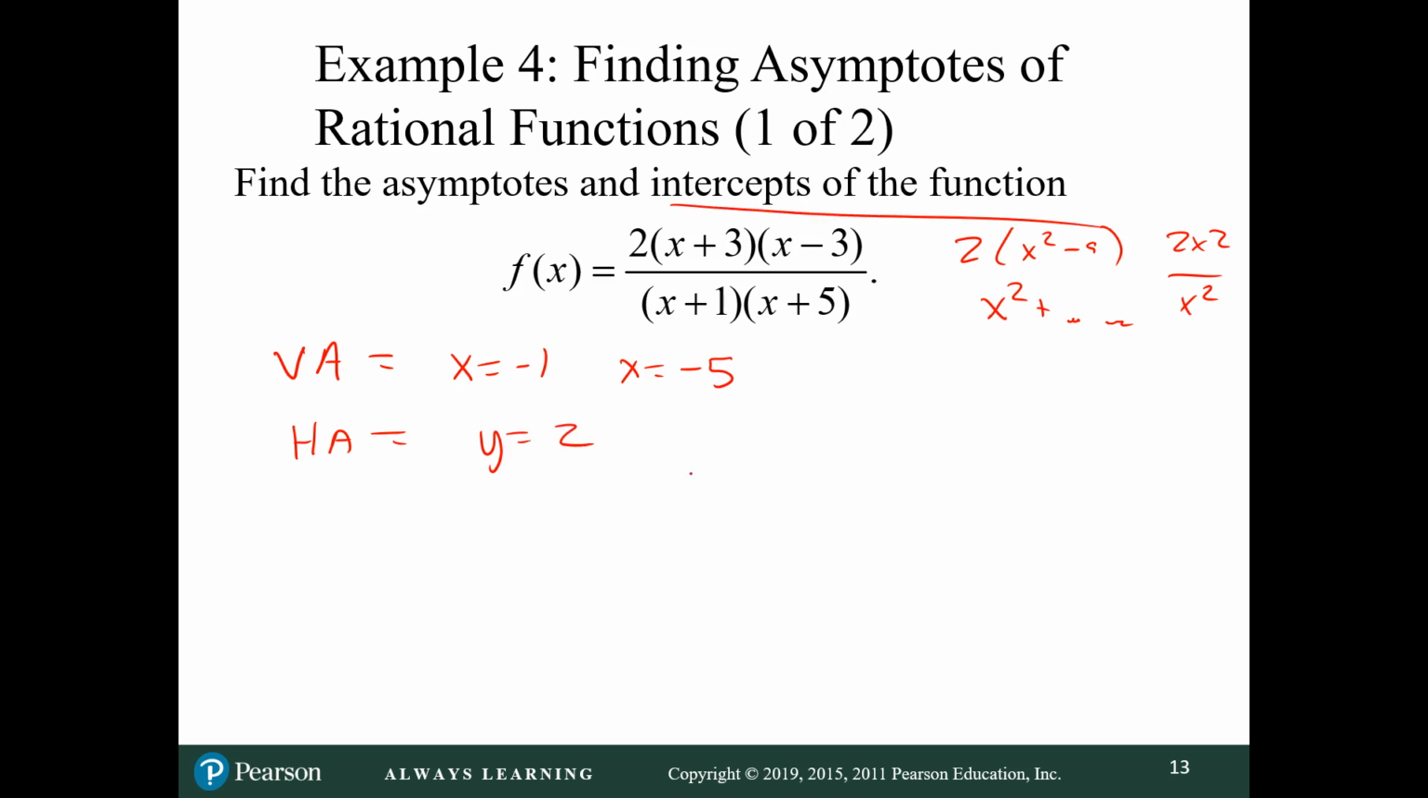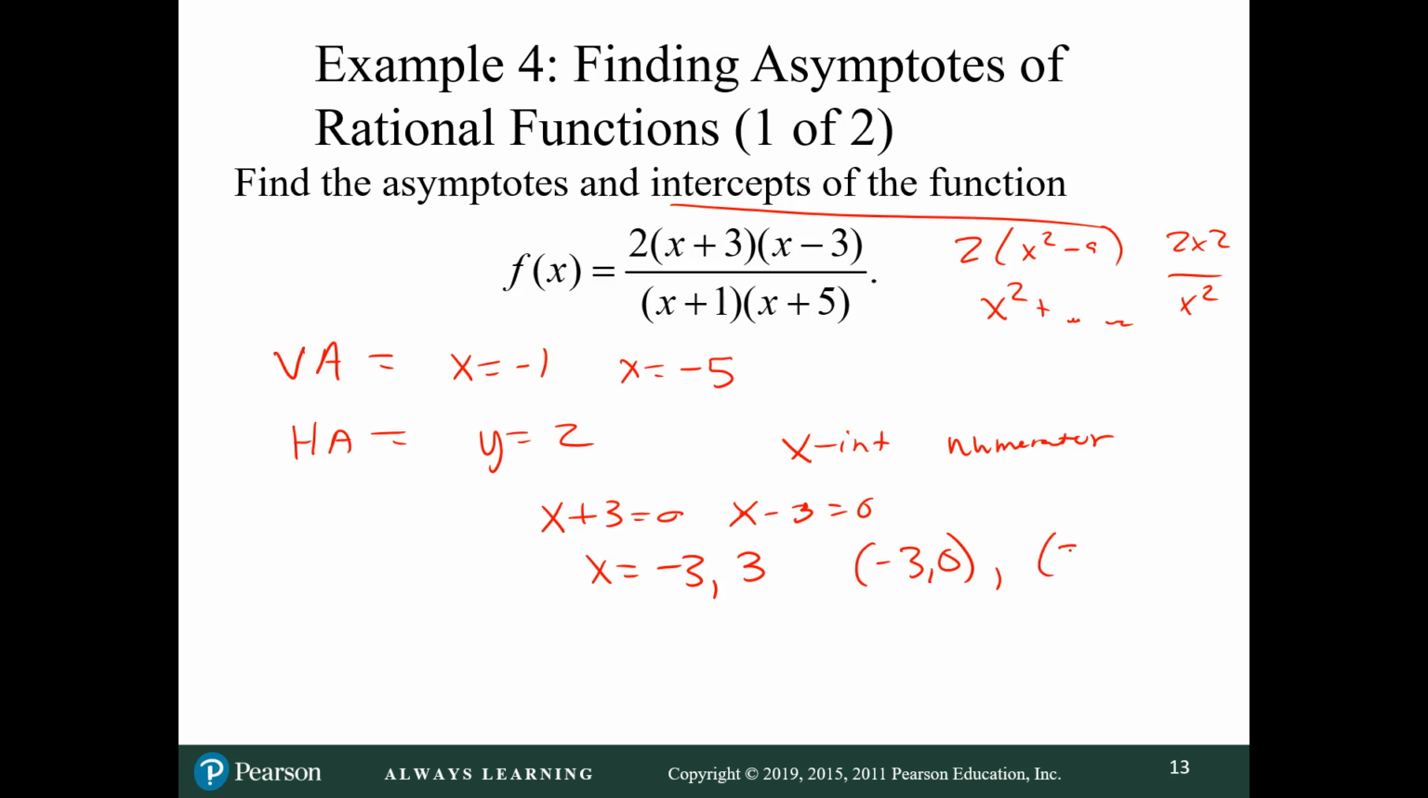Intercepts of the function. Your x-intercepts come from the numerator. So x plus 3 equals 0, x minus 3 equals 0. So x equals negative 3 and 3. Those are our two x-intercepts. If you want to put them as ordered pairs, it'd be negative 3, 0, and 3, 0. How do we find our y-intercepts?